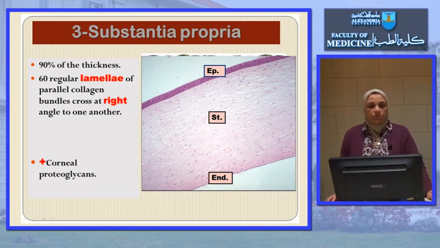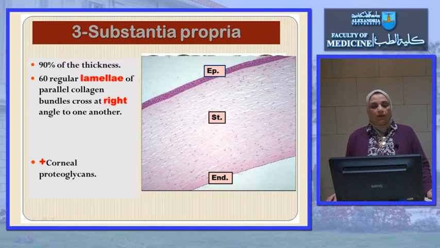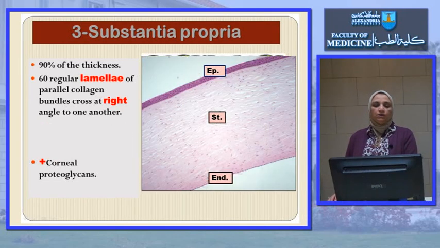Then we move to the substantia propria. This is the third layer. This is the stroma, which will constitute about 90% of the thickness. Most of the thickness of the cornea is formed by this layer. It's formed of 60 regular lamellae, parallel collagen bundles. You have to know that it's formed of collagen bundles parallel to each other. But if you see by electron microscope, you will find that these collagen bundles are oriented at right angles to each other, so in the form of transverse, longitudinal, transverse, longitudinal, with uniform spacing in between the bundles.